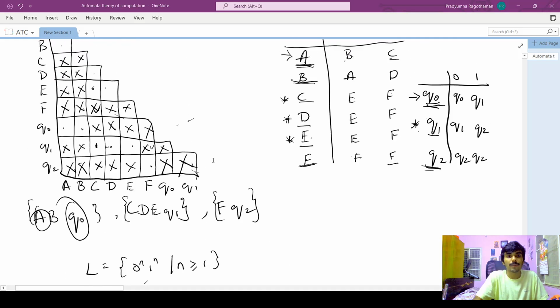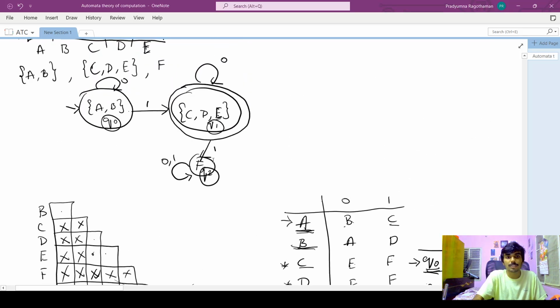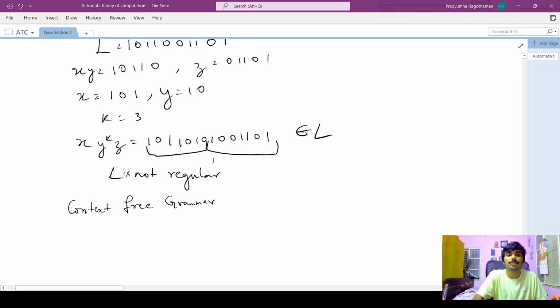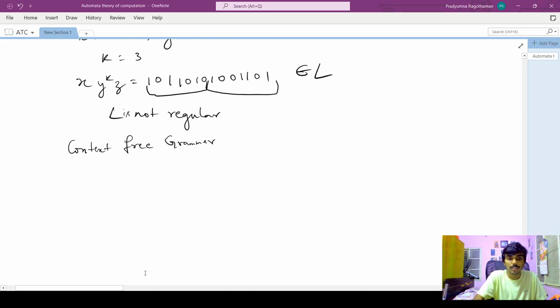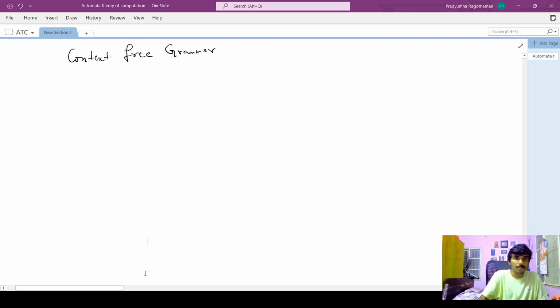That is, the languages that cannot be captured with a regular expression, and finally the languages that are not regular. So we can capture those patterns using context free grammar. So what is a context free grammar?